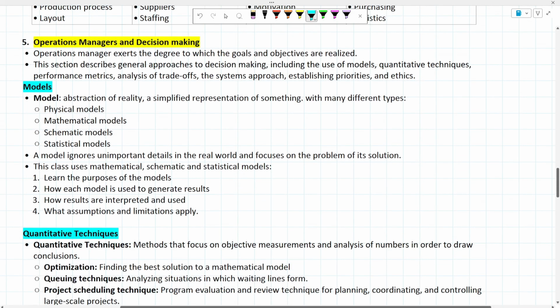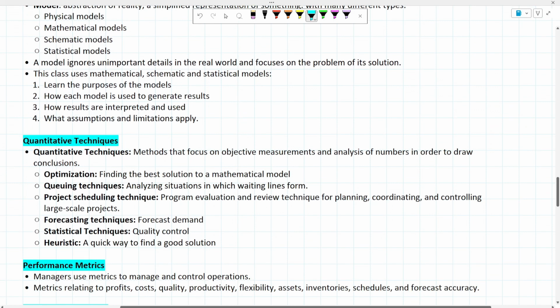So let's look at quantitative techniques. Quantitative techniques are the methods that focus on objective measurements and analysis of numbers in order to draw conclusions. So let me highlight that: objective measurements to draw conclusions. Optimization is finding the best solution to a mathematical model. You want to optimize your time. Everyone uses optimization in the real world in their normal vocabulary. In this case, when we use optimization, we mean the best solution for a mathematical model.